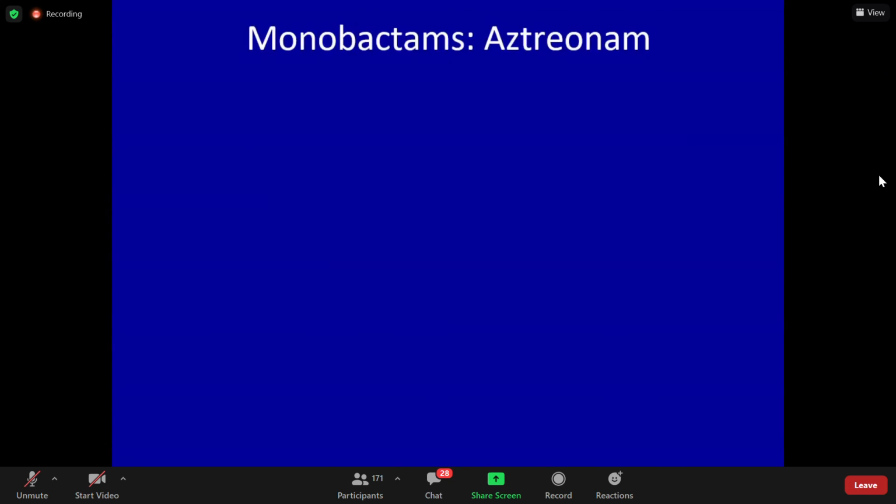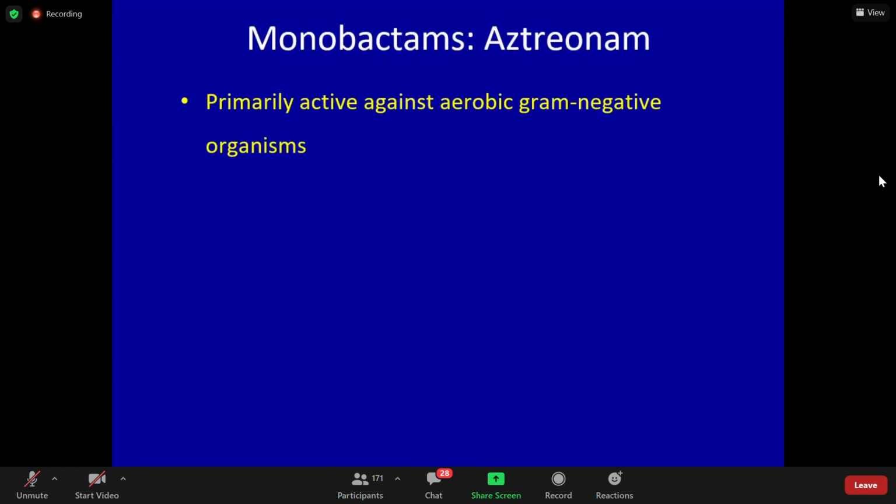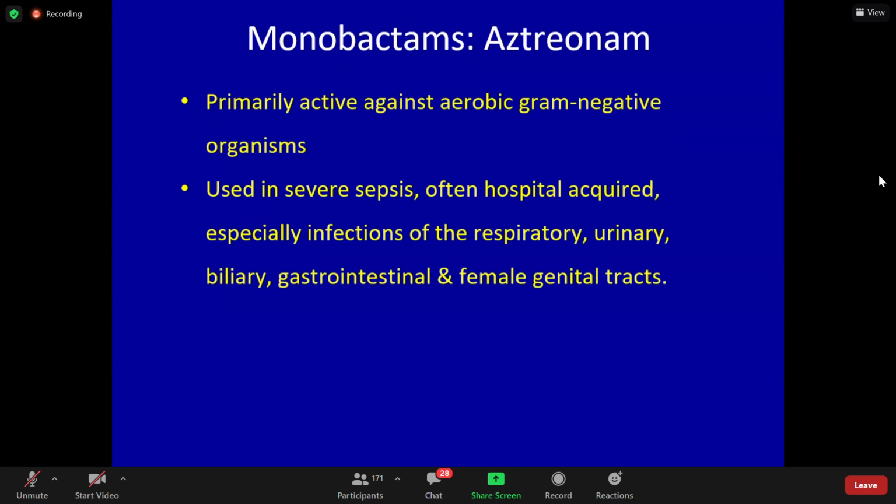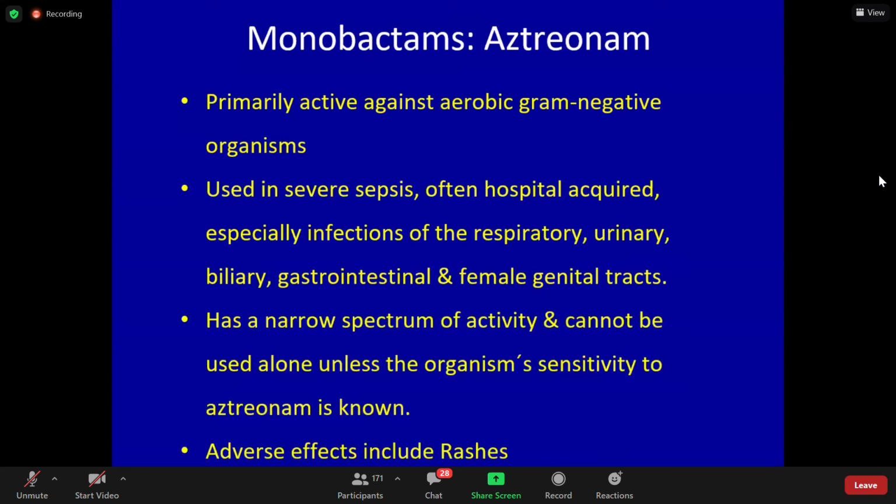Otherwise, they are the same. You can read on your own. I will go directly to the monobactams, primarily the fourth class of the beta-lactams, primarily active against aerobes and used in severe sepsis, often hospital required. Similar things.